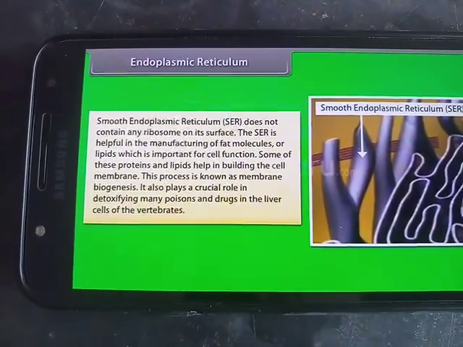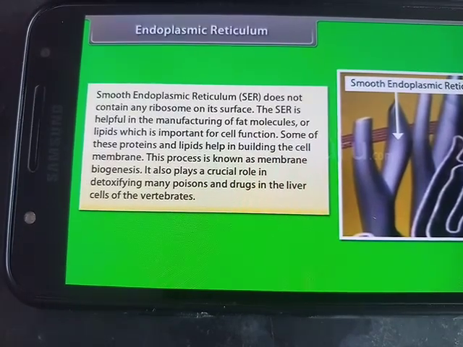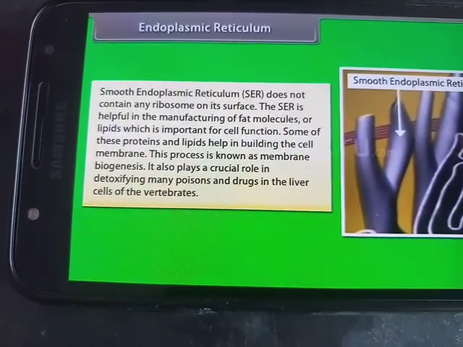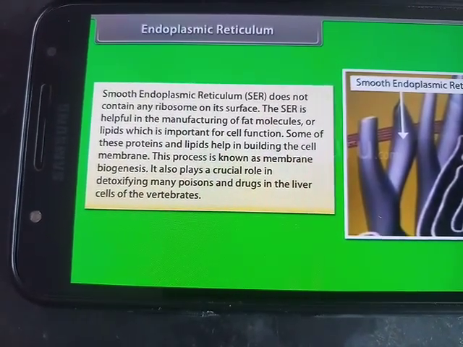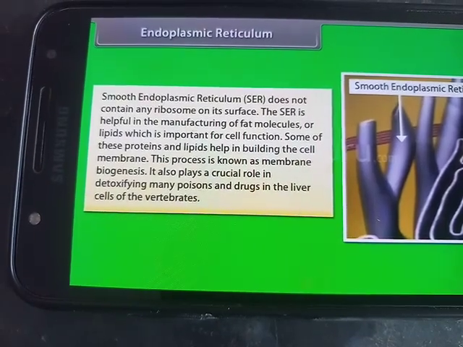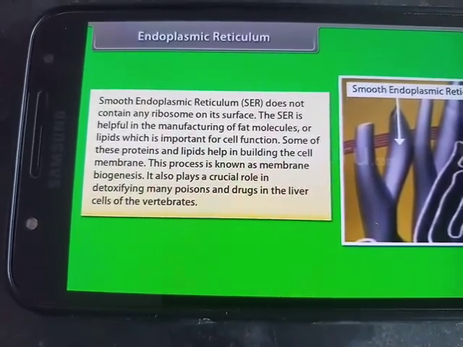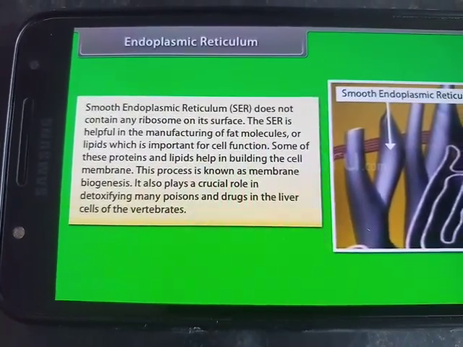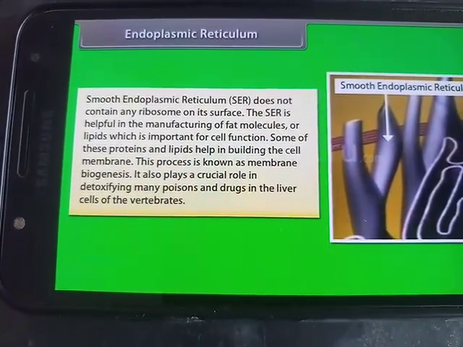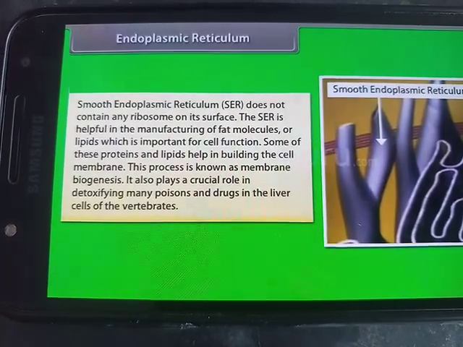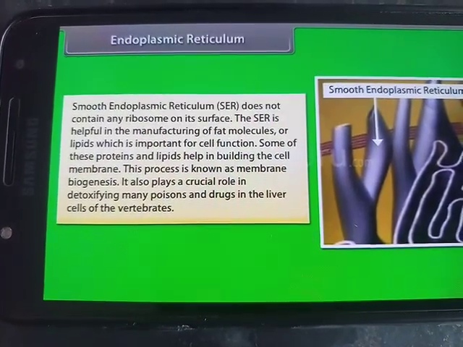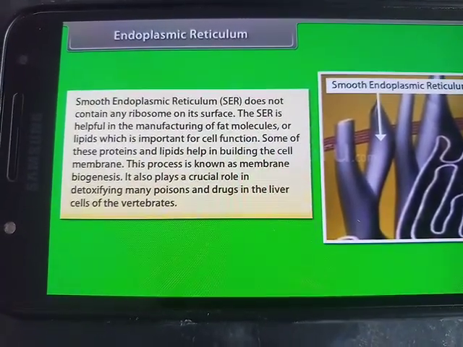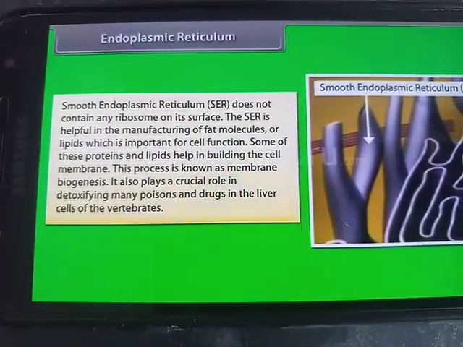Remember, what is biogenesis? Some of these proteins and lipids help in building the cell membrane. This process of building the cell membrane is known as membrane biogenesis. It also plays a crucial role in detoxifying many poisons and drugs in the liver cells of vertebrates.